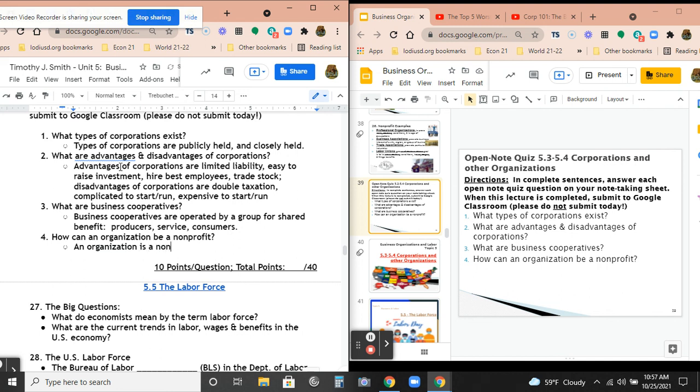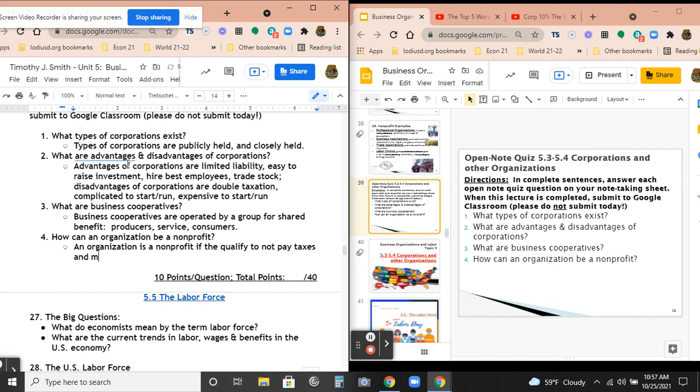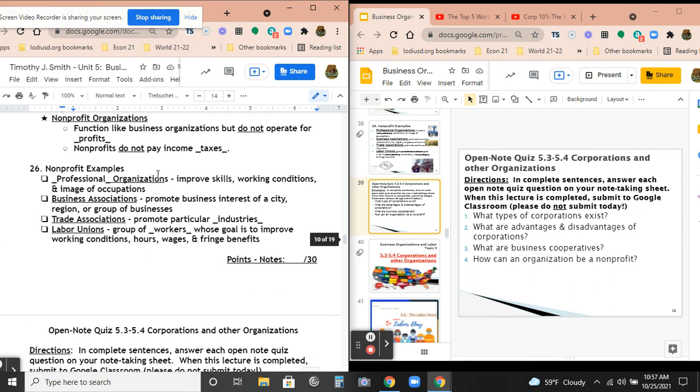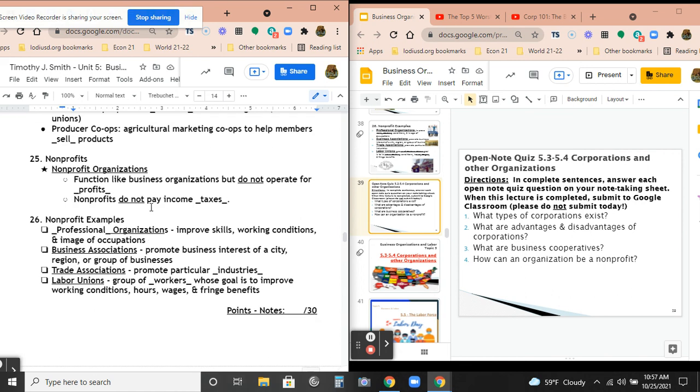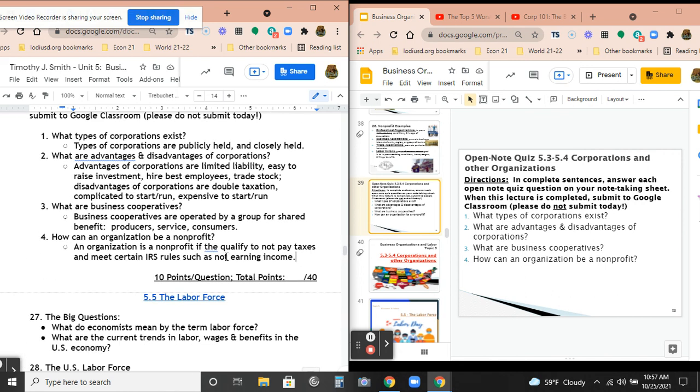An organization is a nonprofit if they qualify to not pay taxes, meet certain IRS rules. Not only income. See what it says. First thing, do not operate for profits. Do not pay income taxes. It's not earning income. Change that to profit. They do earn income. They don't earn profit. They put the income back into the business.